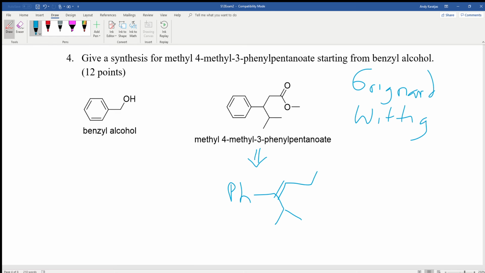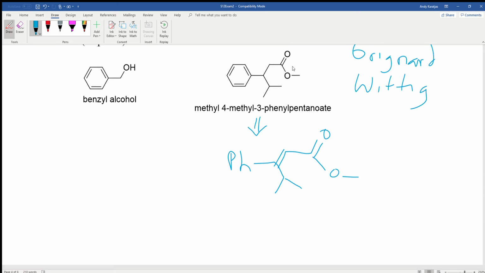And specifically, if we had this alkene, which we could easily form from hydrogenation, it would form the product. We have an alkene that we could make from a Wittig reaction. And that Wittig reaction would be the reaction of this ketone plus this Wittig reagent.